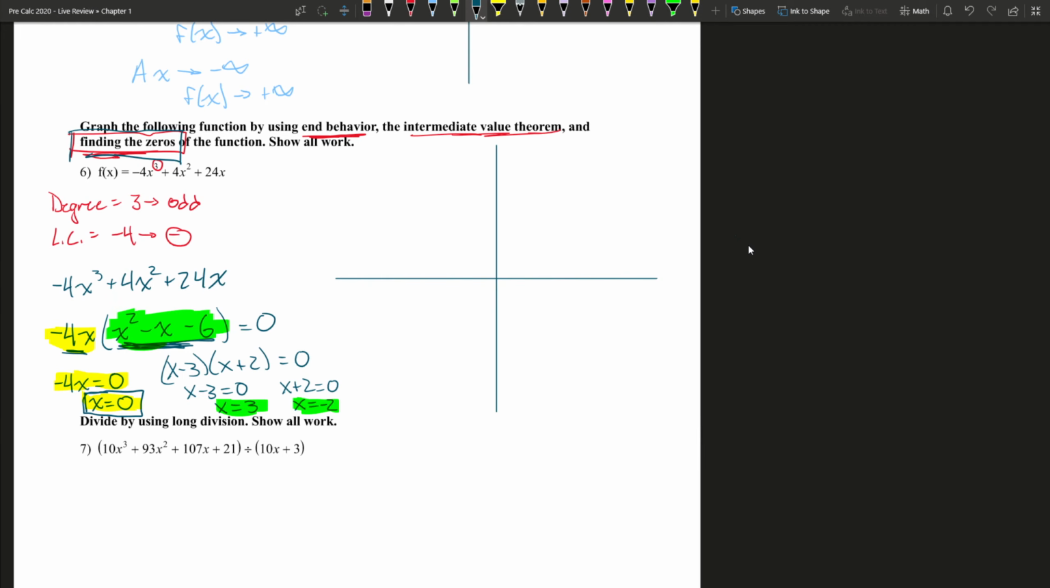So the first thing we do is plot our zeros. We have a 0 at x equals 0. We have a 0 at negative 2. And we have a 0 at positive 3. All right, so we plot those, and then on both sides of those, we determine the end behavior from this red part. So we know it has to start up top, and it has to end down bottom.